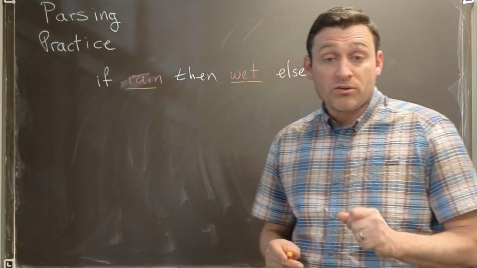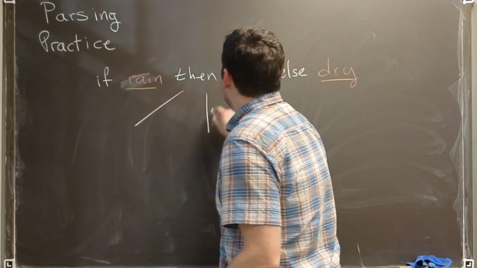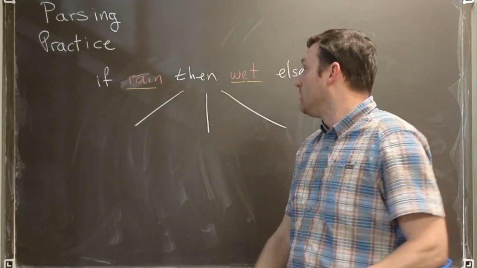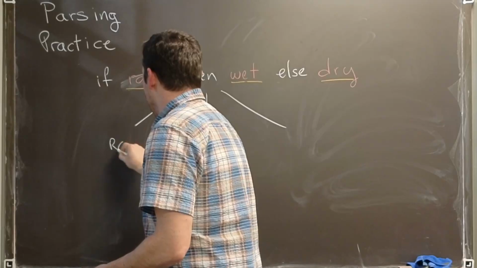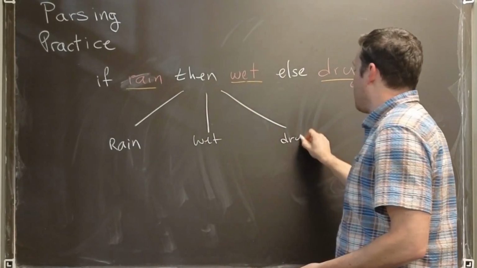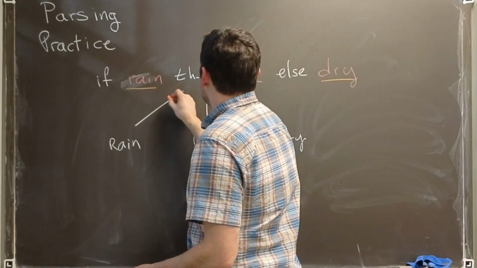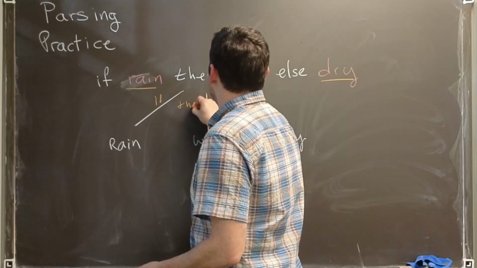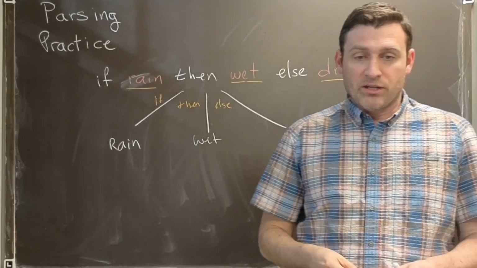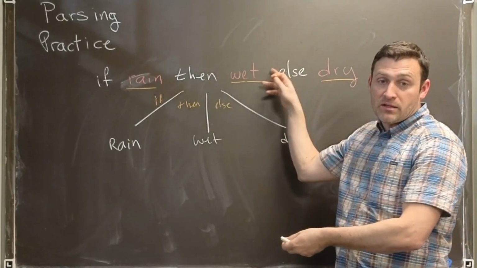So let's do the parsing that goes with this. We'll first divide this into three separate bins because there are three concepts being combined. On this one, we have rain. And this middle one gets wet, and then we get dry. The operation between here is if, then, else. It's a ternary operation. It takes in three values, three branches in our tree that combine to this part here.